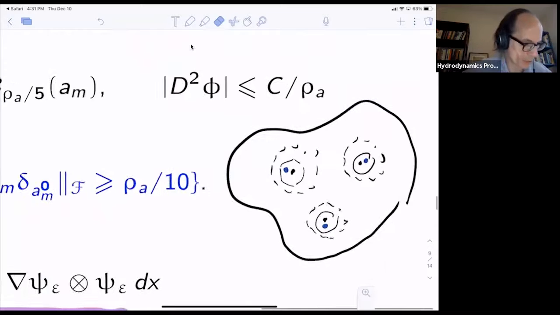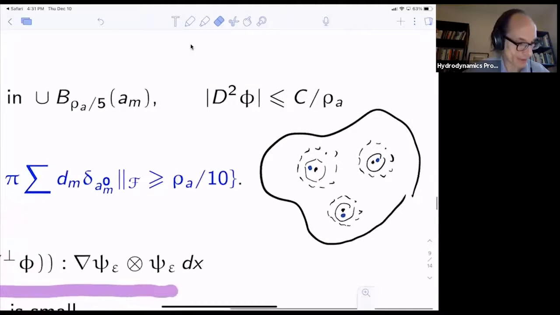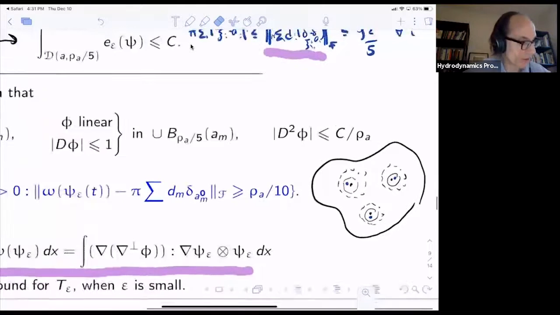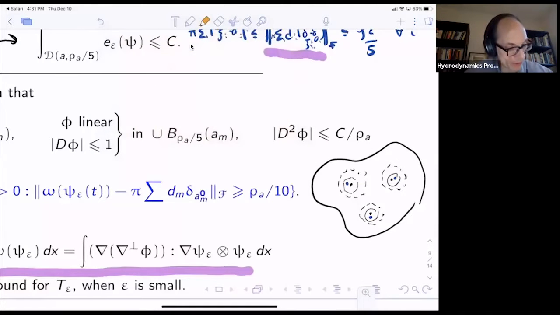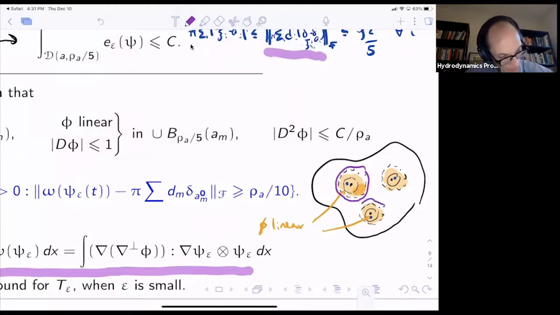I'll take a test function phi who is, say, linear in a certain ball around. So let's do this with a new color. So phi will be linear in these regions with this color, and the support of phi is in some larger balls. So phi vanishes outside these balls.